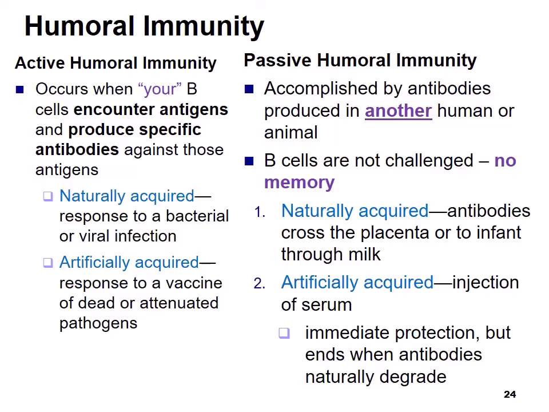Passive humoral immunity is when you get antibodies from another source. So in this case, your B cells would not be challenged, so you have no immunological memory here. So naturally acquired would be when antibodies cross the placenta to an infant, or through milk, could be another form of naturally acquired passive humoral immunity. Artificially acquired humoral immunity is when you get injection of a serum that contains the antibodies. Those antibodies were made in another organism. Oftentimes like horses are involved with this. Either way, you didn't make them and your mom didn't make them. You got them in an injection there. So you're still not going to have a memory.